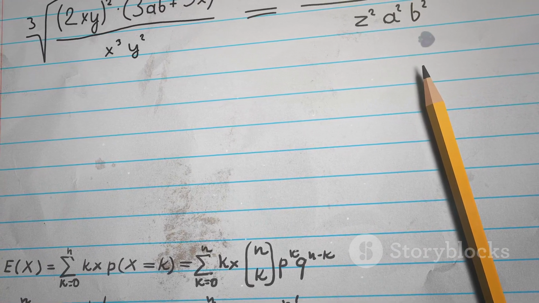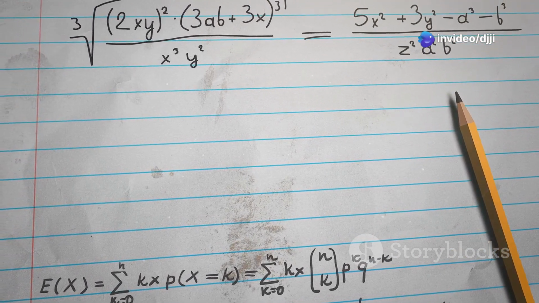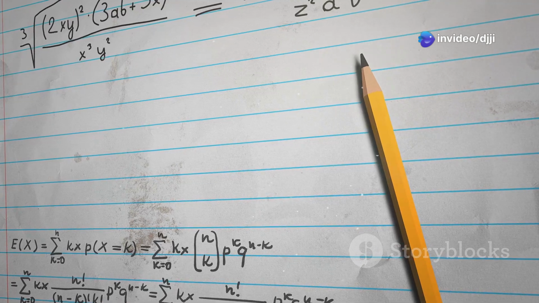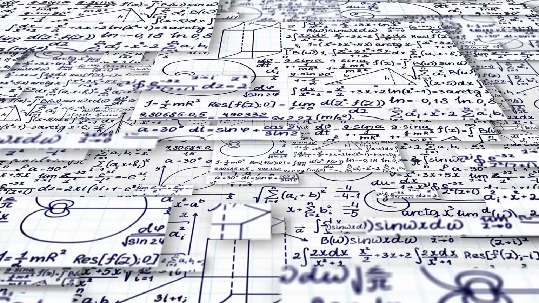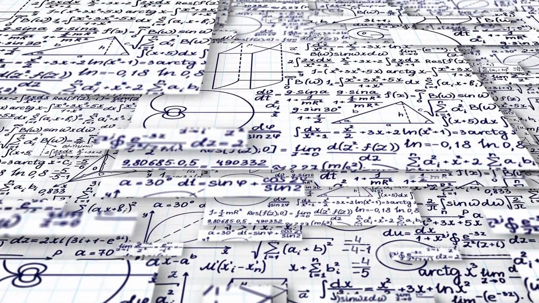Example, factor x squared minus 9. First, recognize that x squared is a square which is x times x, and 9 is a square which is 3 times 3. Next, apply the identity: x squared minus 9 equals x minus 3 times x plus 3.